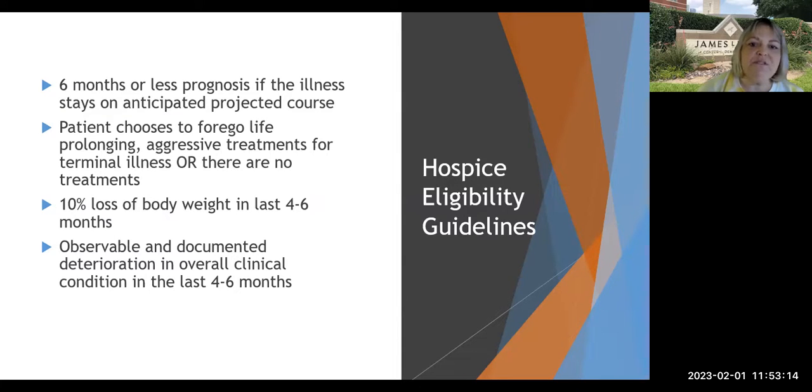So this might be when someone says, I'm not doing any more chemo. I'm not doing any more radiation. I'm not doing any more dialysis. Another eligibility guideline is that they may have lost 10% of their body weight in the last 4 to 6 months. And then observable and documented deterioration in overall clinical condition in the last 4 to 6 months.